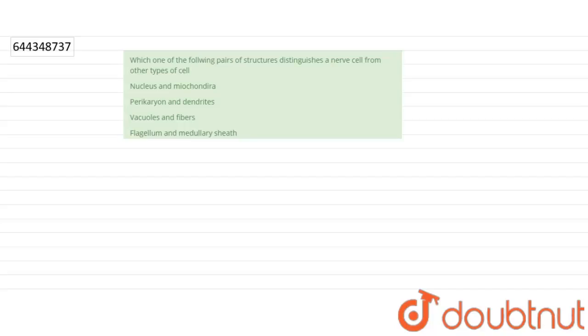Hello everyone, let's start. The question says, which of the following pair of structures distinguish a nerve cell from other type of cells? Nucleus and mitochondria, perikaryon and dendrite, vacuole and fibers, flagellum and medullary sheath.